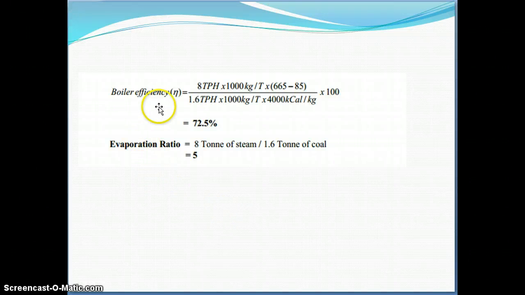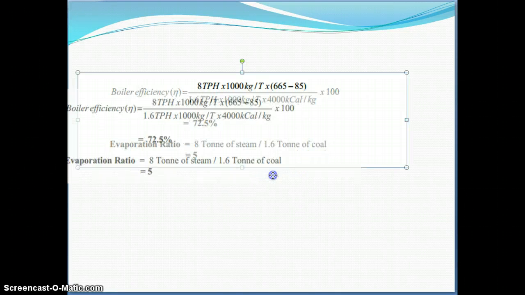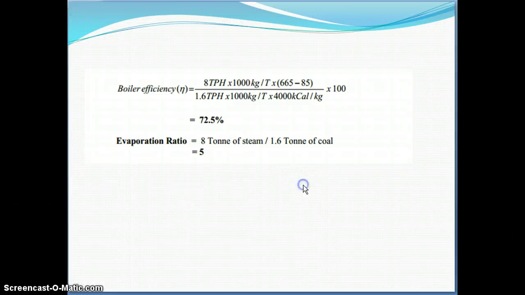Just plug in those values which are already given in the question, and we will find that the boiler efficiency comes out to 72%. The evaporation ratio, which is the steam produced per hour to the fuel consumed per hour, comes out as 5. This is the way we can calculate the boiler efficiency and the equivalent evaporation ratio for the boiler assessment.